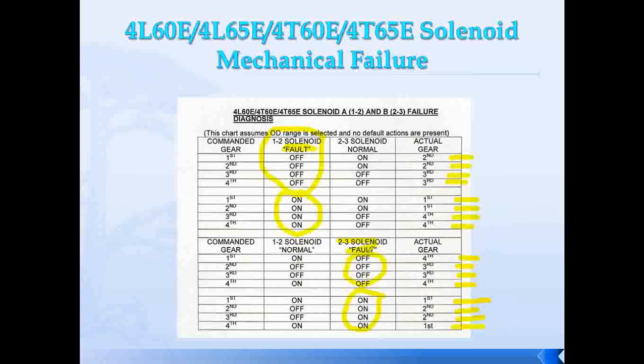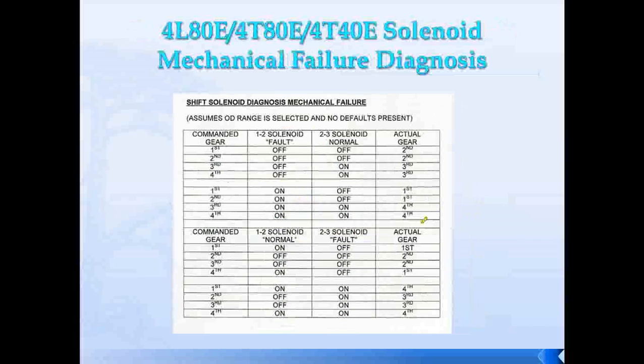So by having a solenoid stuck, as you can see, the common denominator is you're going to lose 2 gears. Which 2 gears is depending upon which solenoid stuck and what position it's stuck in.